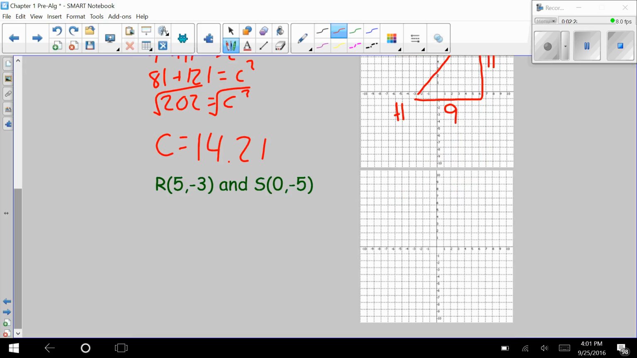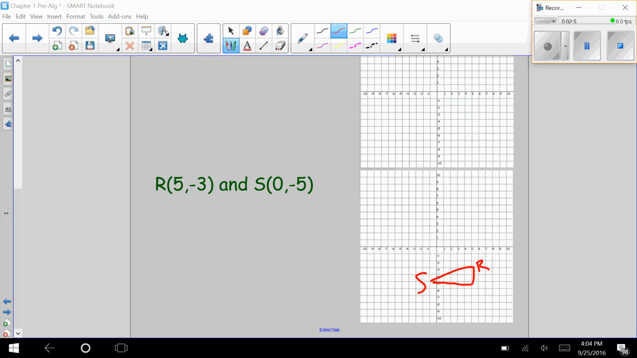And our next example, R is 5, -3, and S is 0, -5. So 5, -3 is about here. And 0, -5, there's S. Draw our triangle. Now let's count the horizontal distance. The horizontal distance is 5. The vertical distance is 2. So those will be A and B.